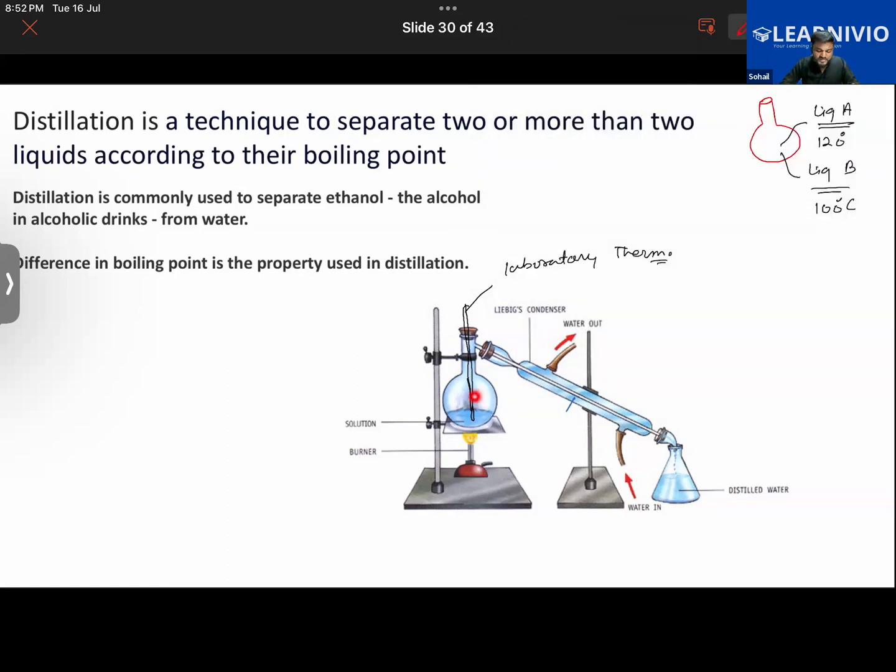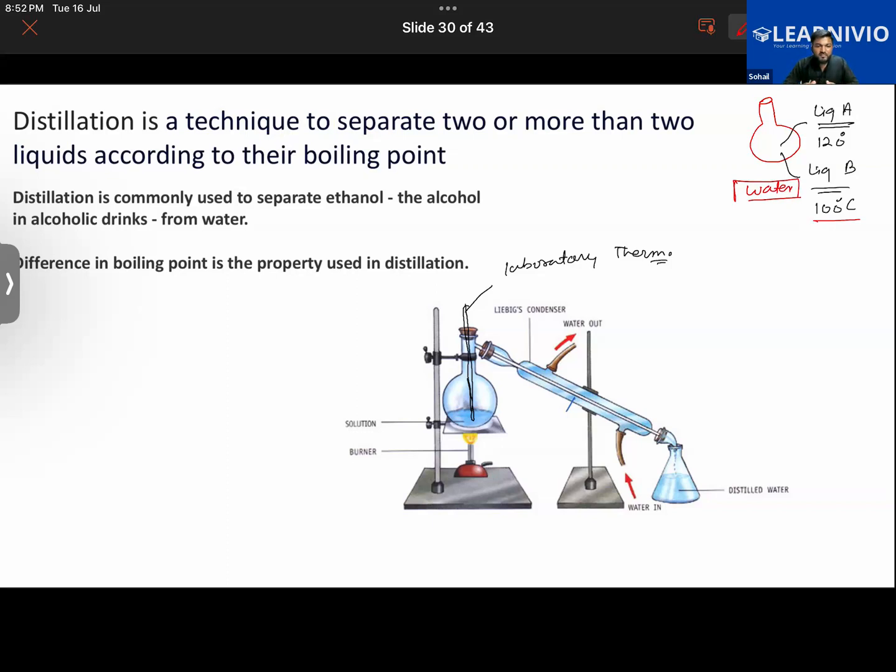As soon as the temperature of the liquid reaches 100 degrees Celsius, we will try to maintain the temperature of the mixture at 100 degrees Celsius initially. At 100 degrees Celsius, almost all of liquid B will have converted into the vapor state. Also, we know that liquid B is basically water. For example, here we have taken water. Getting it, guys, so far?